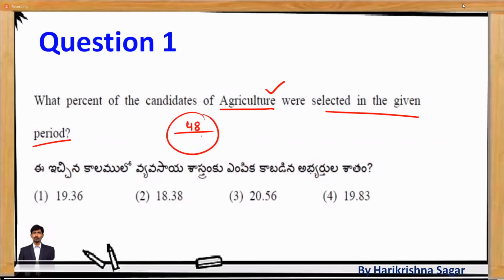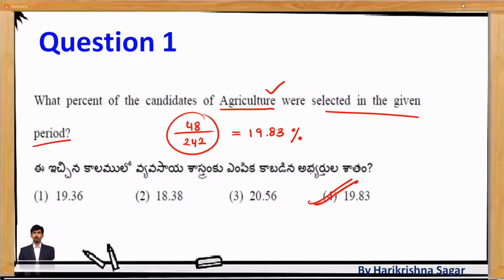The question here is what percentage is selected. So 48 is selected out of 242. This is the calculation which is required. If you calculate 48 by 242, the result is going to be 19.83 percentage. So we can say the percentage of the candidates selected in agriculture will be equal to 19.83. That is how you can approach the questions related to it.